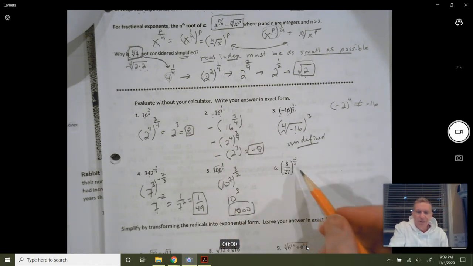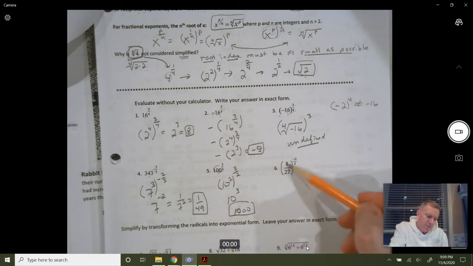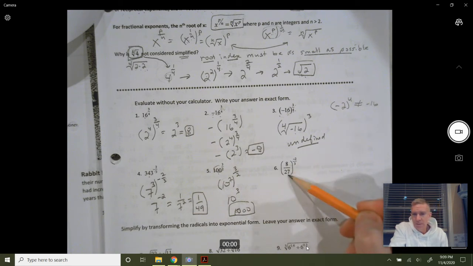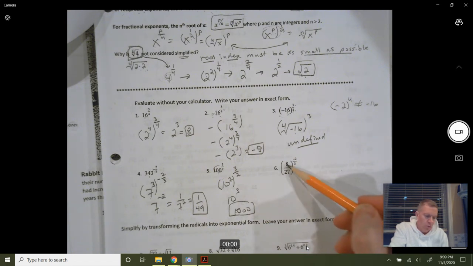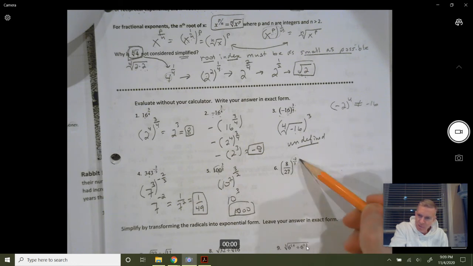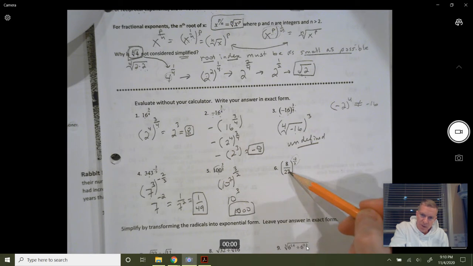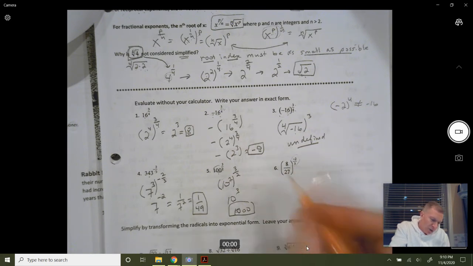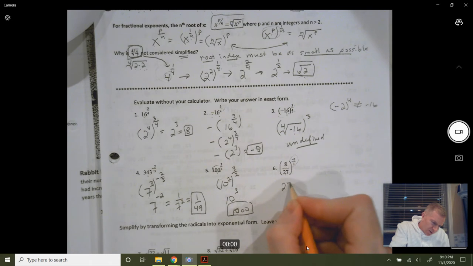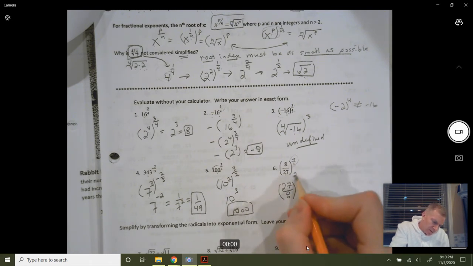Okay. Now this one, if you have a simple fraction, and what I mean by a simple fraction is I don't have two terms added together in the numerator or two terms added or subtracted in the denominator. I've just got a number over another number, and I've got a negative exponent. Remember, when we turn this exponent to be positive, what's on the top goes to the bottom, what's on the bottom goes to the top. So I could flip this and say 27 over 8, and now my exponent becomes positive.